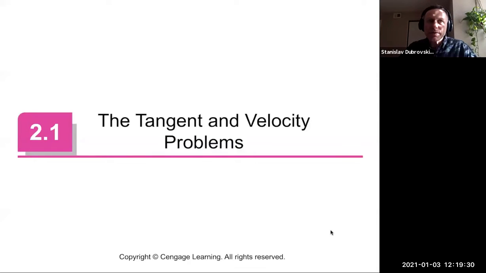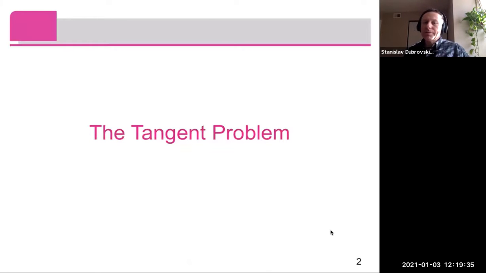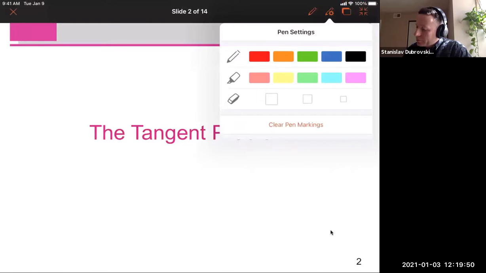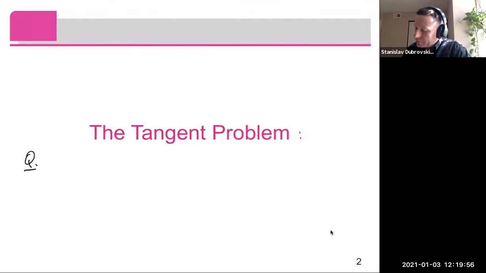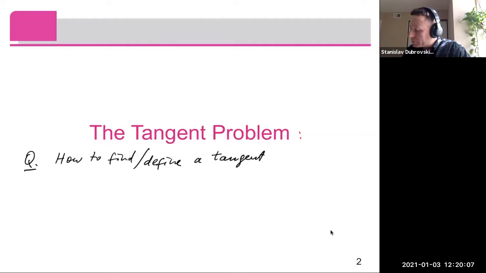And you should be aware of these problems from high school geometry. If we remember the tangent to a circle, right? The general tangent problem that we are trying to tackle today is as follows. How can we define a tangent to a curve? How to find, and ideally we want to define it rigorously, a tangent line to a curve.